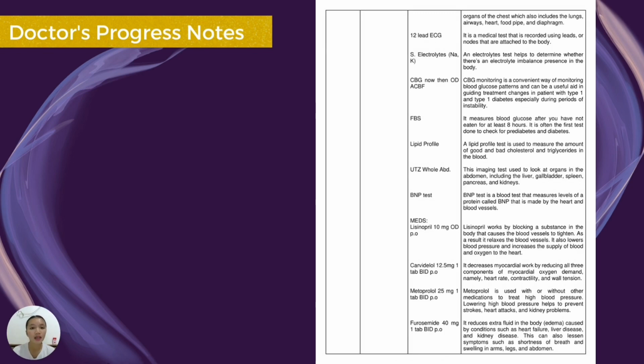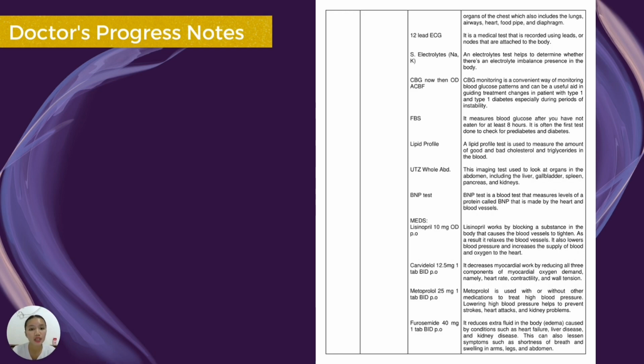Now, for the next lab, we have 12 lead ECG, or electrocardiogram. It is a medical test that is recorded using leads or nodes that are attached to the body. Now, for the serum electrolytes, specifically the sodium and the potassium. An electrolyte test will help to determine whether there's an electrolyte imbalance in the body. So, this will specifically focus on the sodium and the potassium of the patient.